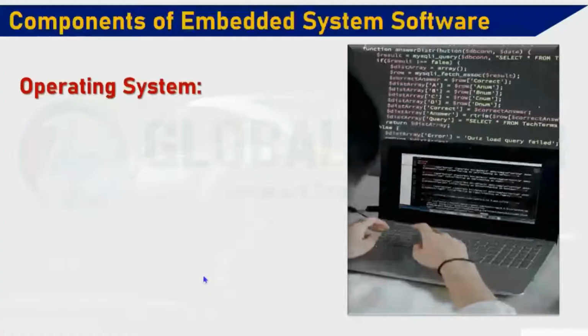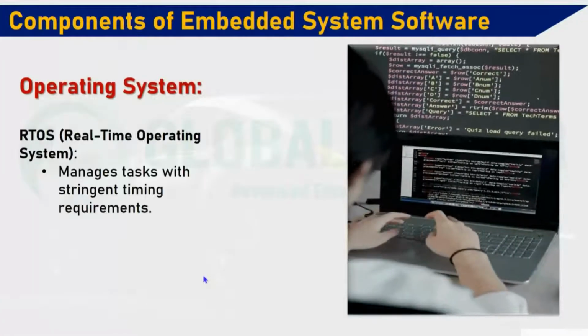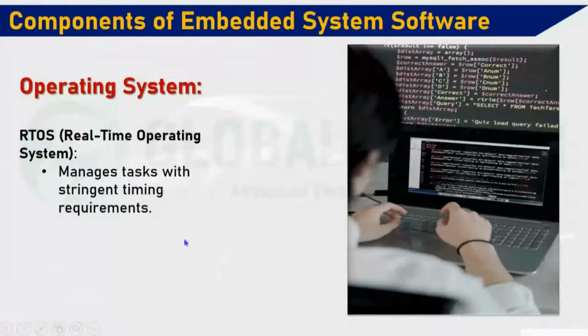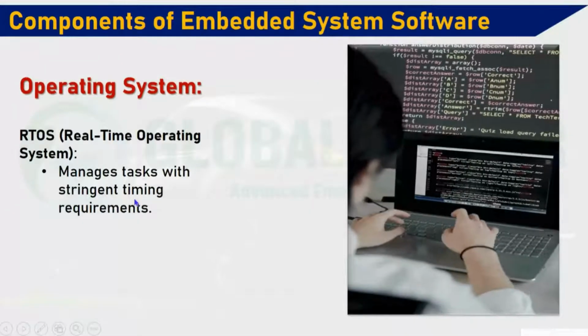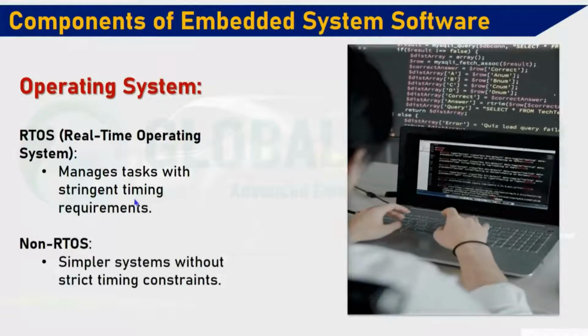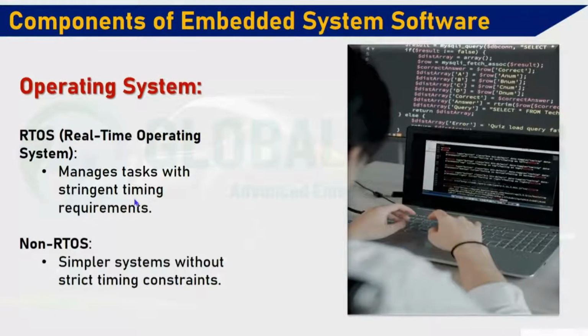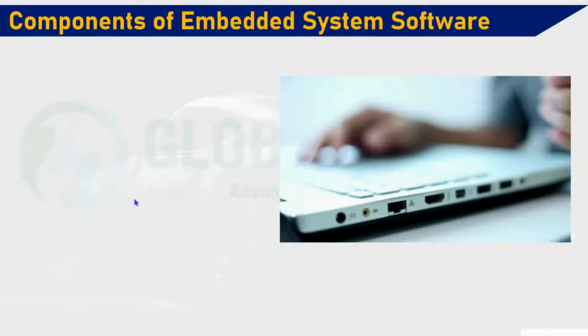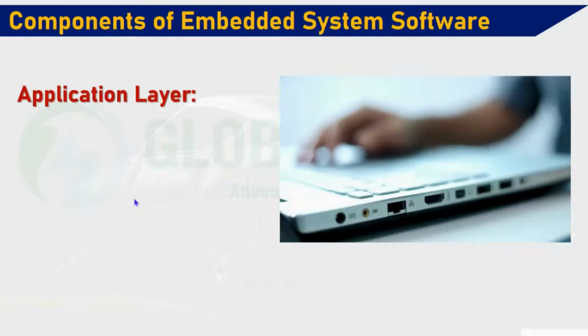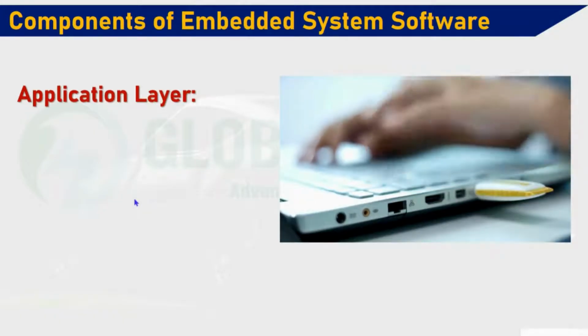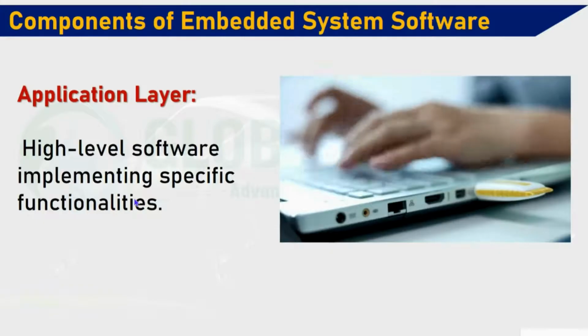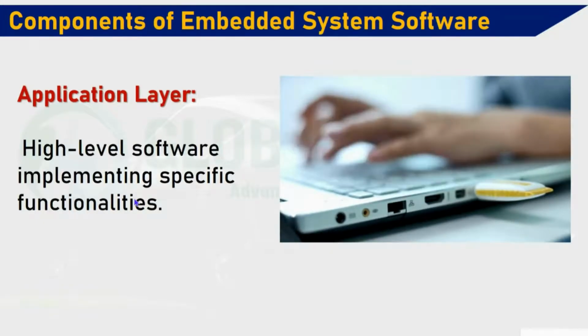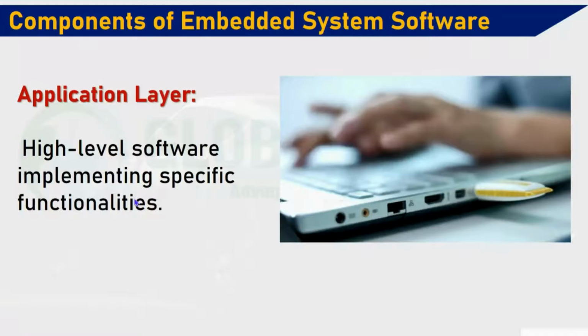It has two categories. One is RTOS, real-time operating system. It will manage tasks with scheduled time based upon the requirement. A non-RTOS is a simple system without any time constraints. These are very important for scheduling tasks with respect to time constraints in the components of an embedded system. Then the application layer: whatever program we write will be the high-level software we implement for the specific functions that are required.